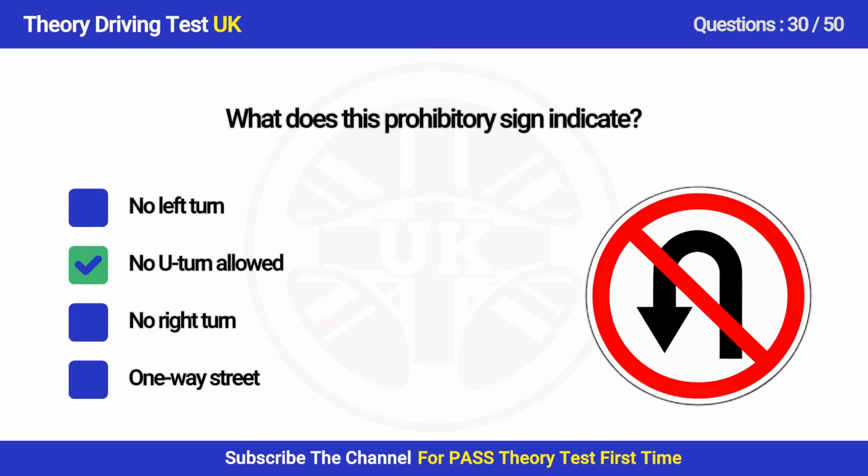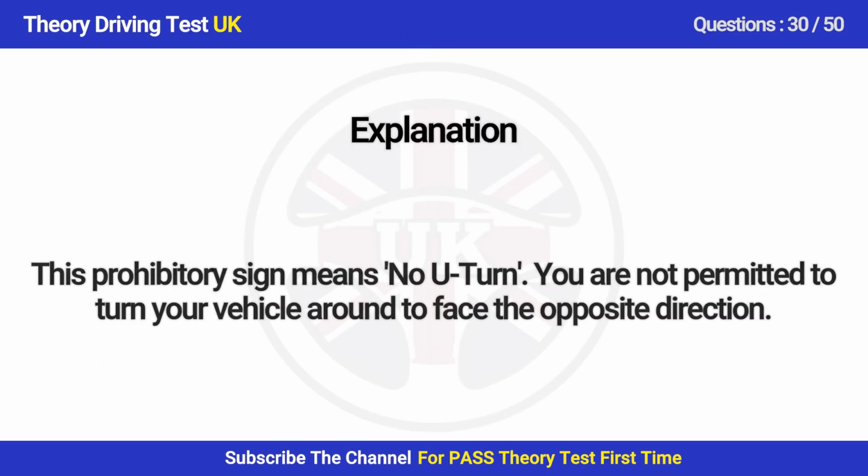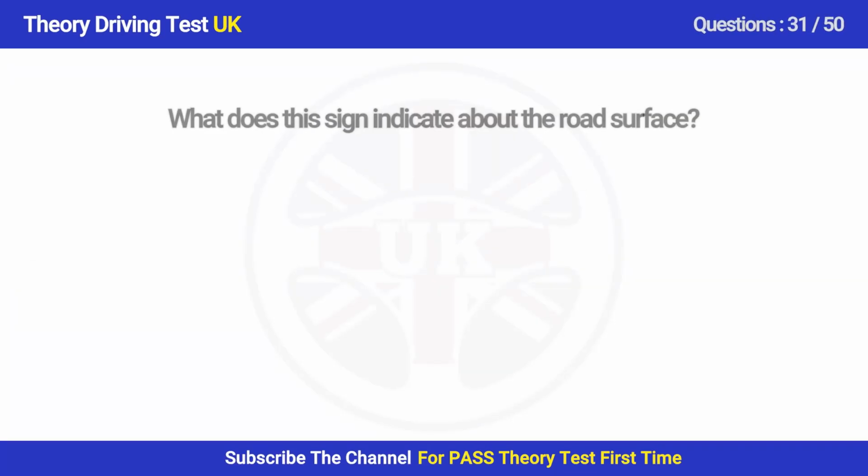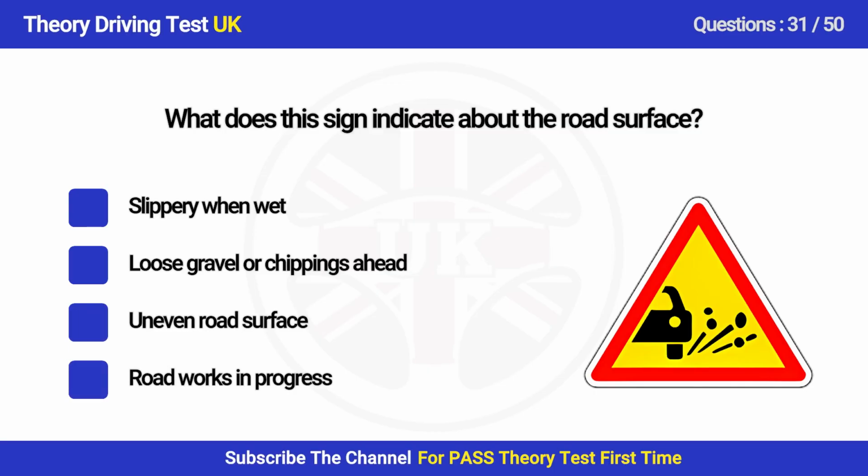Answer is B. No U-turn allowed. This prohibitory sign means no U-turn. You are not permitted to turn your vehicle around to face the opposite direction. Question 31. What does this sign indicate about the road surface?